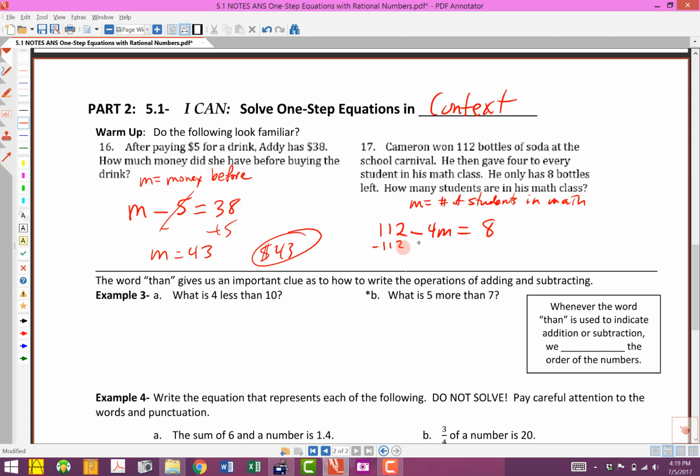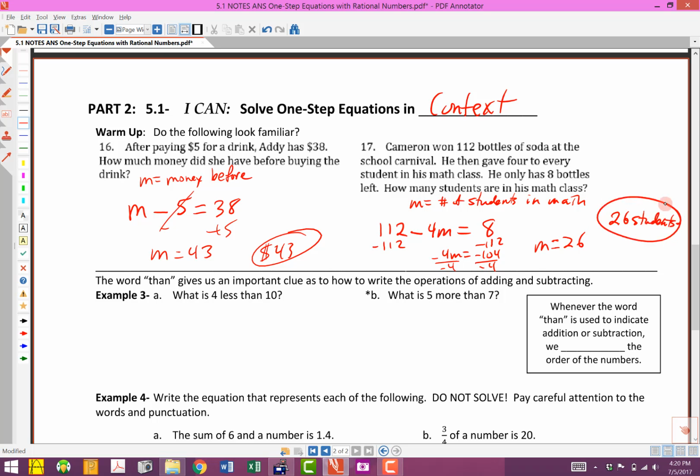So if we subtract 112, we get negative 4m. Then over on this side we have negative 104, and then we're going to divide by negative 4. Negative divided by negative is positive. Same thing here, and 104 divided by 4 is going to be 26. So m equals 26, but remember what that means. That means that he's got that many students in his math class. So we're going to say 26 students is the answer to the question.